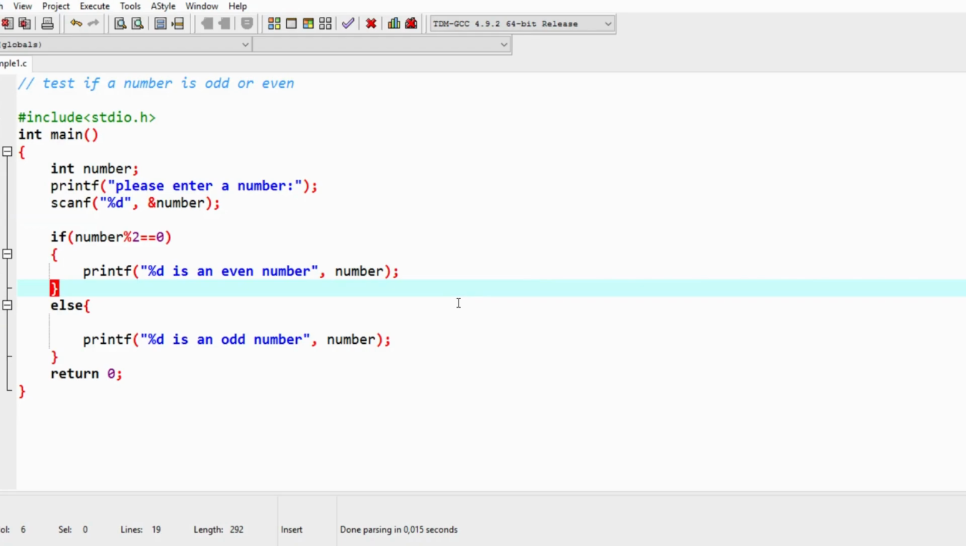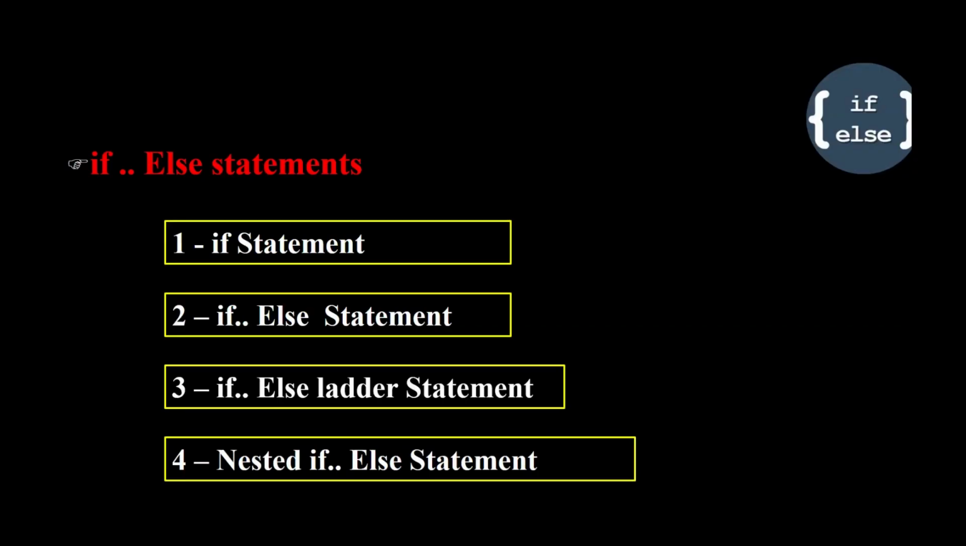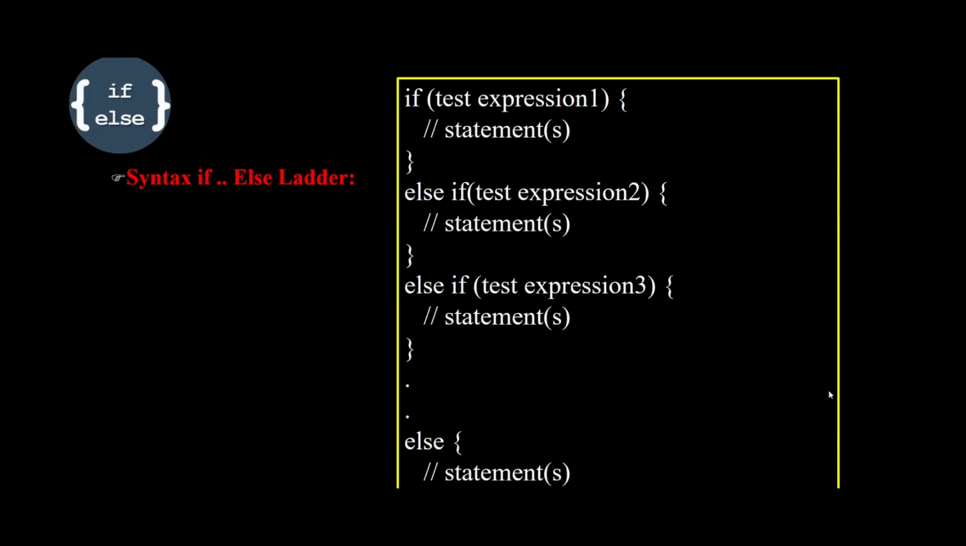Now we will pass to the third type. The third type that we will learn together is the if-else ladder statement. The syntax of this type is as follows. We have if, the first test expression, after that some statements to execute. The second, else if, the new keyword that we will use here. We have another test expression and another statement to execute. Also we have else if, another test expression, some statements, and last we have else.